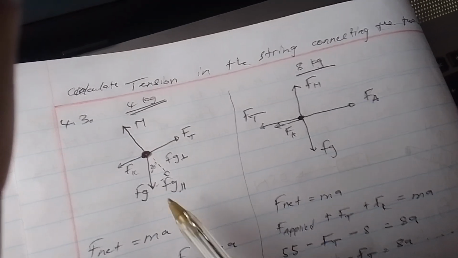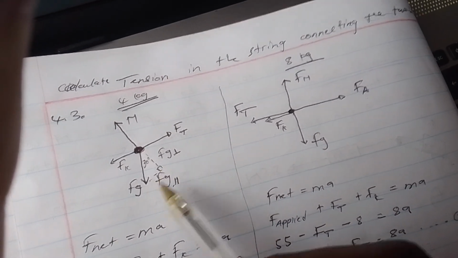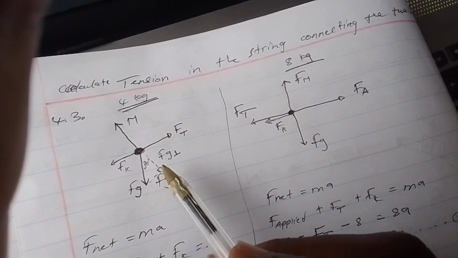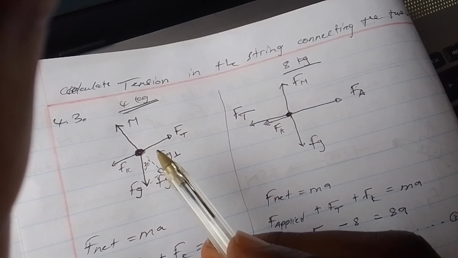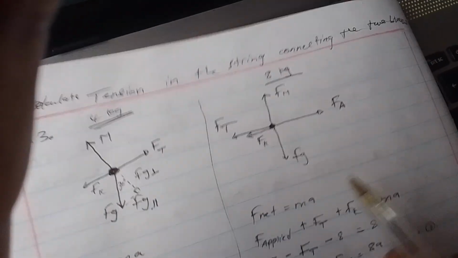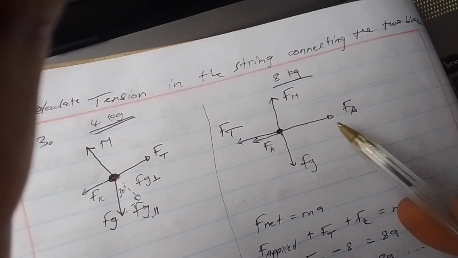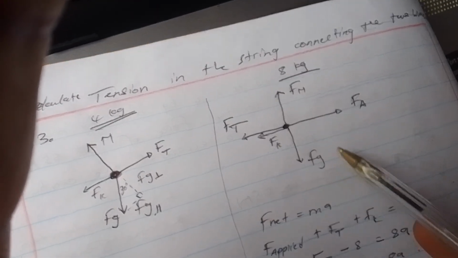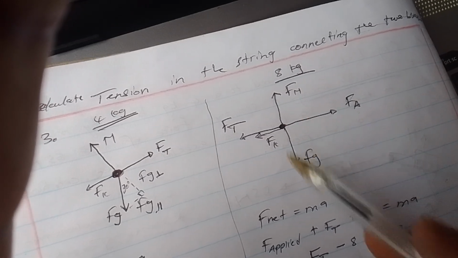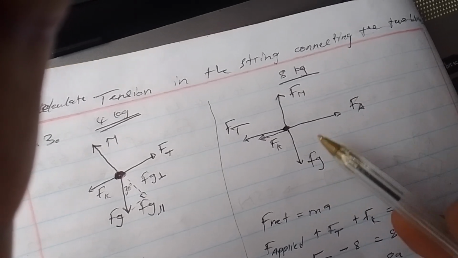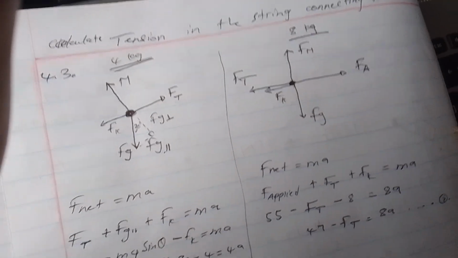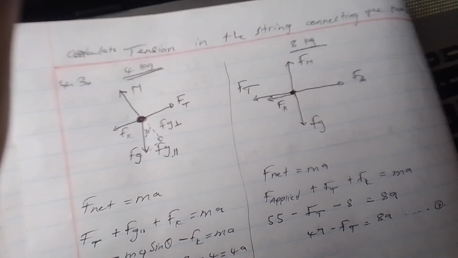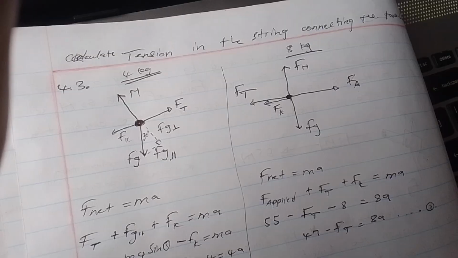You can see our 4 kg block has component forces only because the surface this block was on was inclined. Our 8 kg block doesn't have the component forces because it was on our horizontal plane, not on our inclined plane. So okay, they are saying calculate the tension in the string connecting the two blocks.